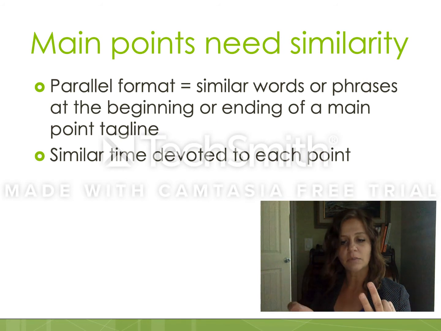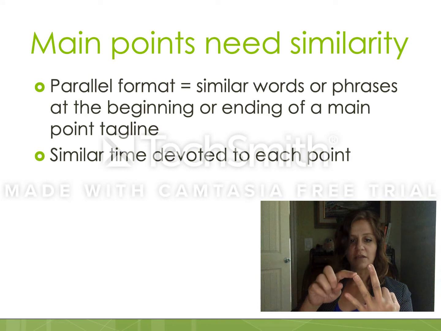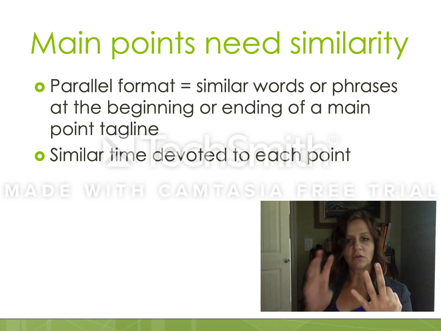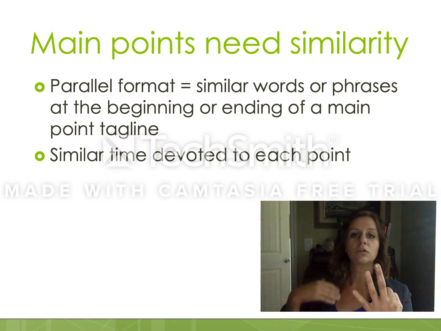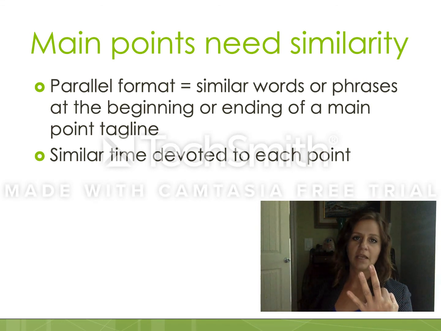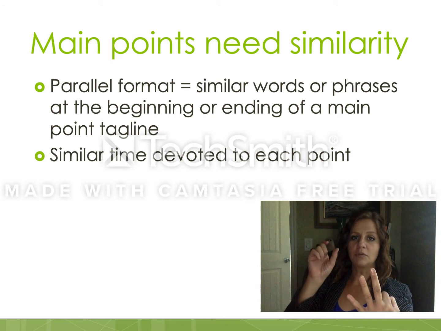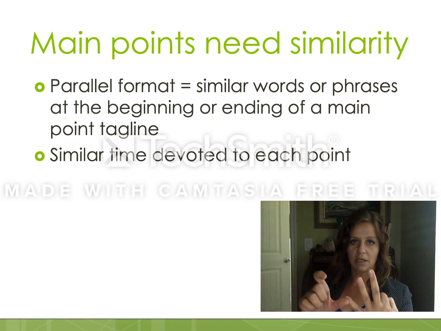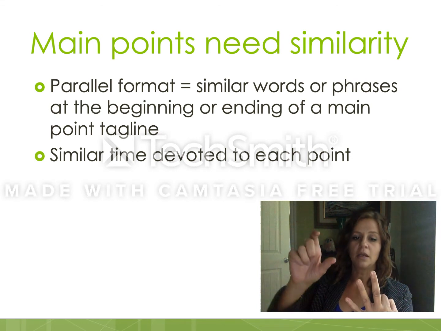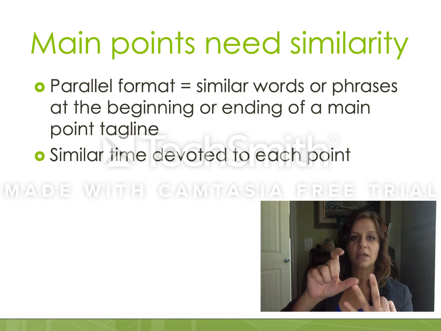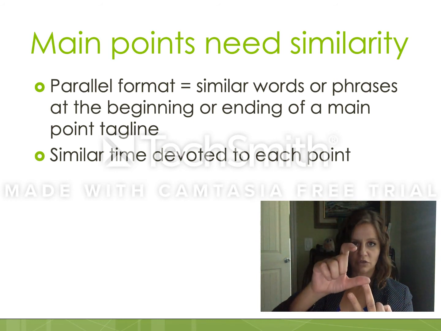So I add a similar word or phrase on the top of all of them. So I have accountability, I have compassion, and I have trust, right? Accountability, compassion, and trust. And I could say those are the three things that are needed in order to be an exceptional human being, if that was my main purpose. So parallel language could be, to be an exceptional human, you need accountability. To be an exceptional human, you need compassion. To be an exceptional human, you need trust.